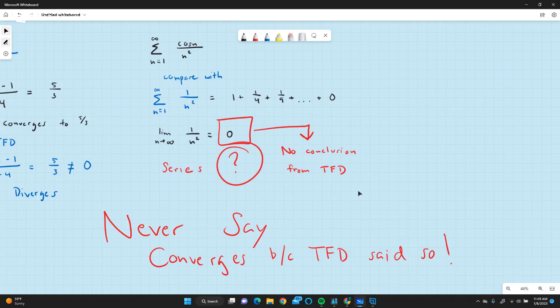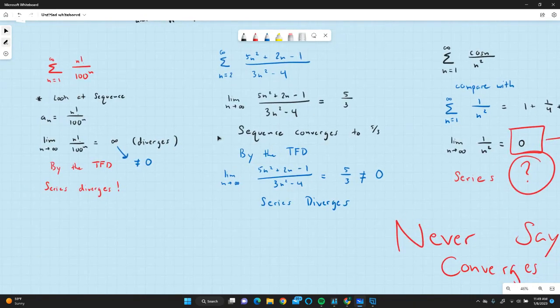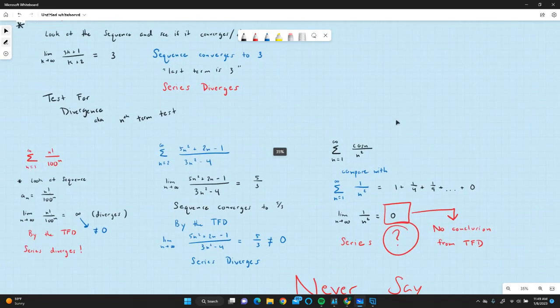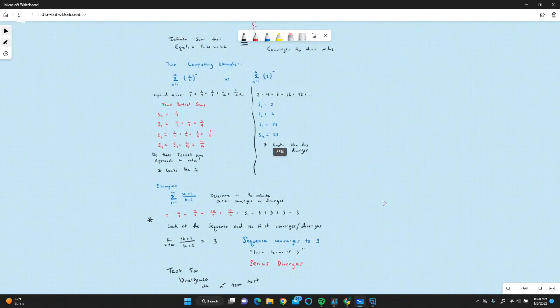So the homework tonight's not bad. You're basically going to get either the sequence converges to a number or diverges, and in both those cases the series diverges, or you're going to get 0, which means the test is inconclusive. Okay. And that is essentially what's going on in this section. All right, that's it.